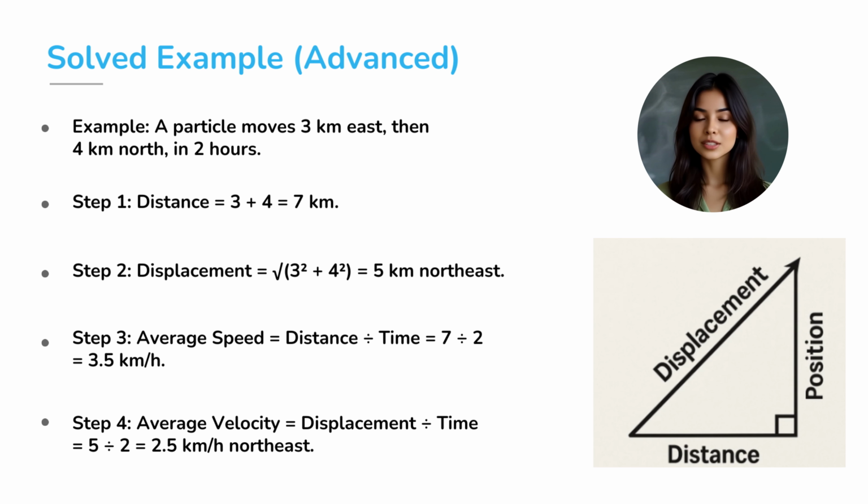Step 3. Average speed is distance divided by time, so 7 divided by 2, which is 3.5 kilometers per hour. Step 4. Average velocity is displacement divided by time, so 5 divided by 2 equals 2.5 kilometers per hour in the northeast direction. This example shows how speed and velocity can have different values for the same motion.